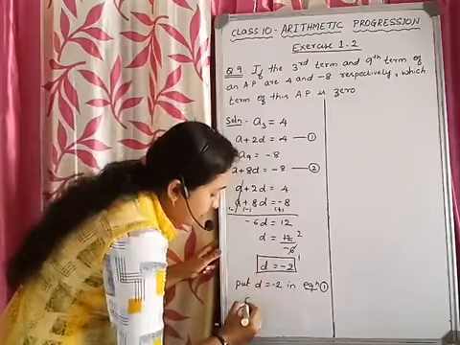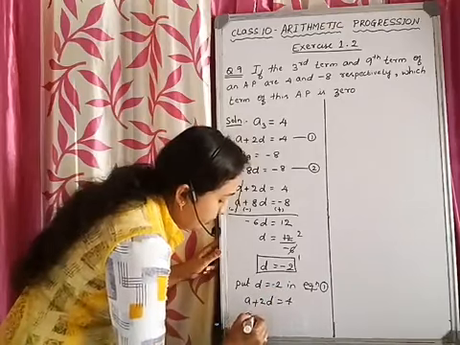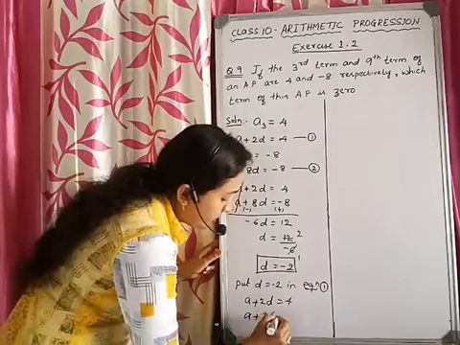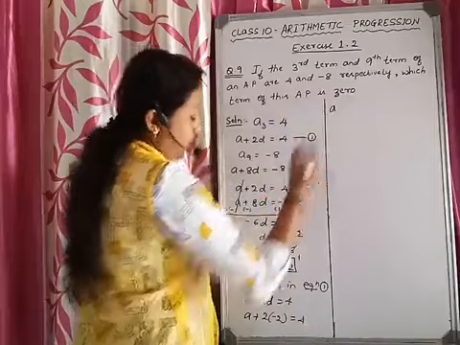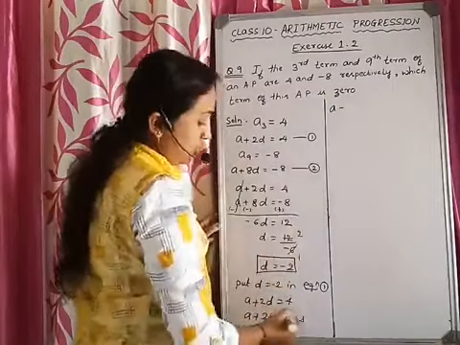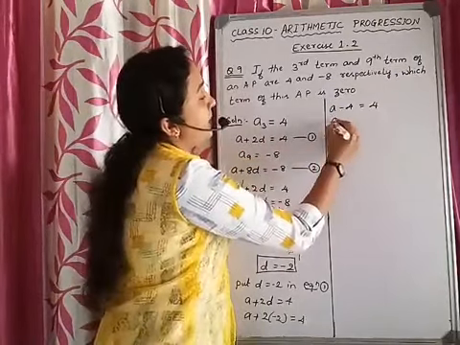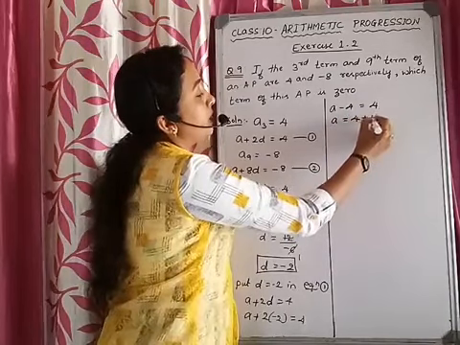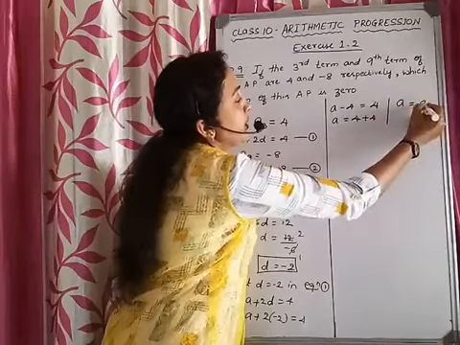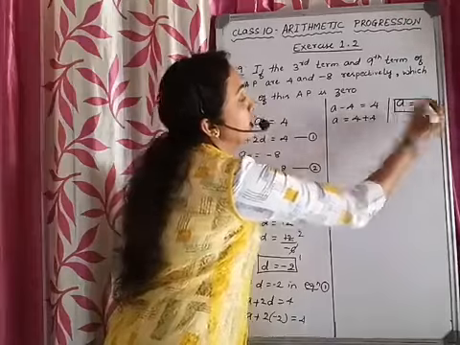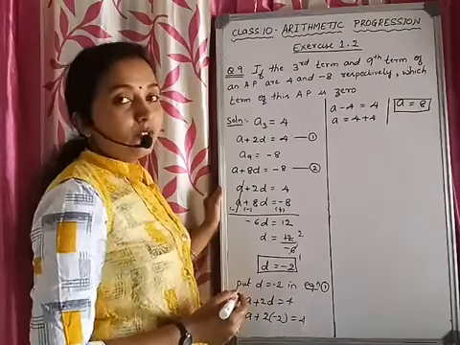So equation 1 is A plus 2D is equal to 4. So A plus 2 into minus 2 is equal to 4. So minus into plus is minus, 2 twos are 4, is equal to 4. Shift this 4 to that side. So A is equal to 4 plus 4. So A is equal to 8. So now we get the first term of this AP. So A is equal to 8.